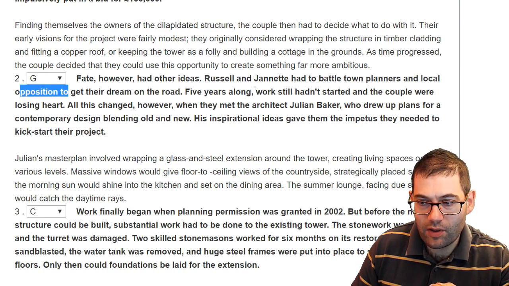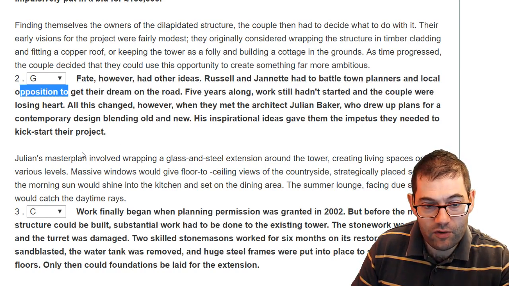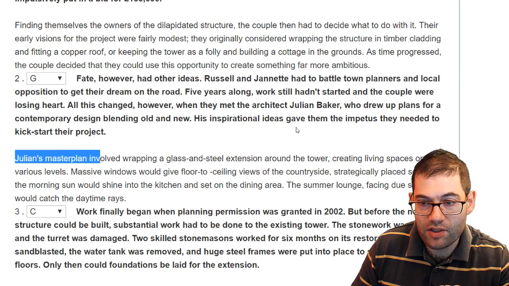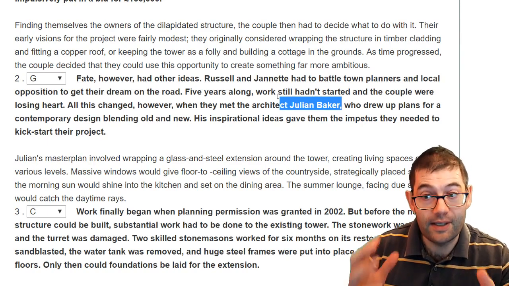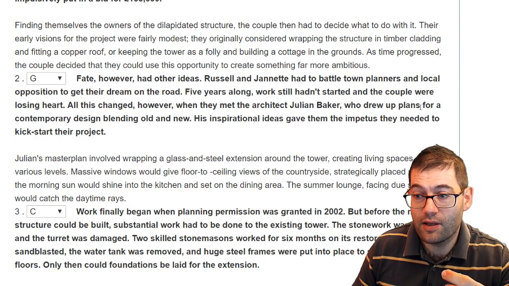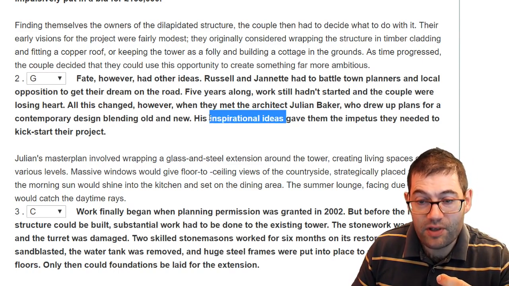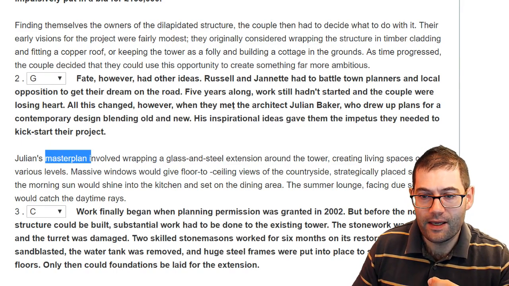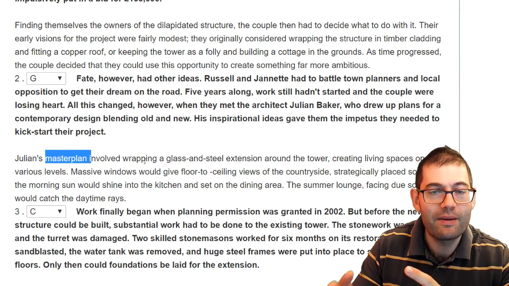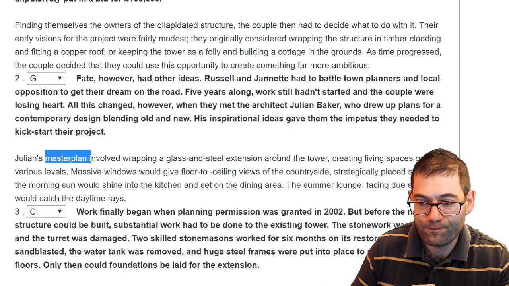And then you've got this bit. We talked about Julian. Julian's mentioned here. Julian's master plan. Well, Julian's mentioned in G. So that's a good link straight away. And the fact that Julian drew up plans and his inspirational ideas, that links to master plan as well. And of course, so you've got vocabulary and context links there.